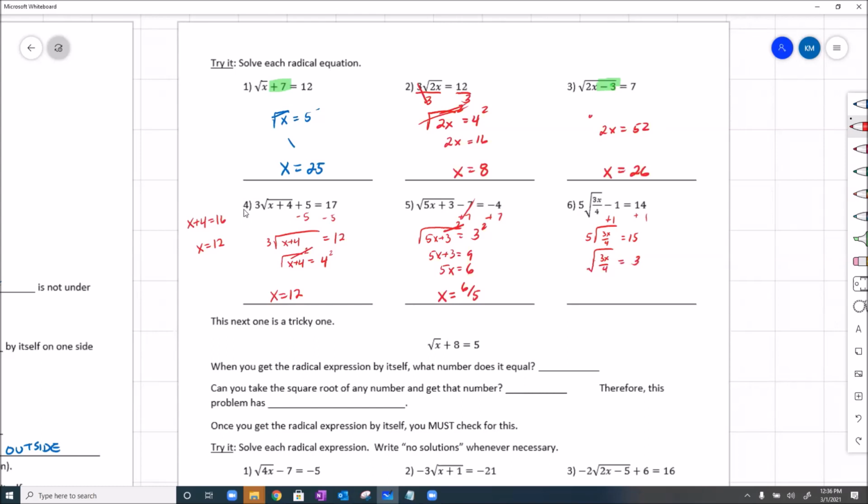Okay. I need to square both sides here to get this variable from underneath the radical. So I have 3x over 4 equals 9. And now I'm multiplying both sides by 4. I get 3x equals 36. Dividing both sides by 3, x equals 12.